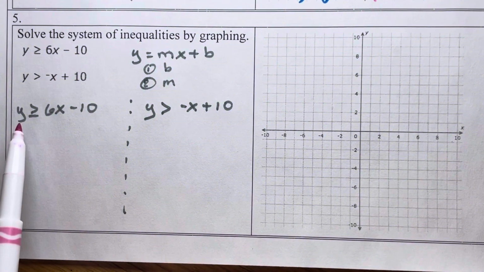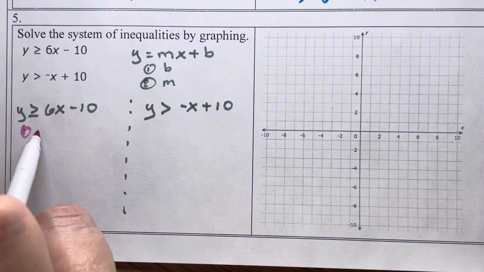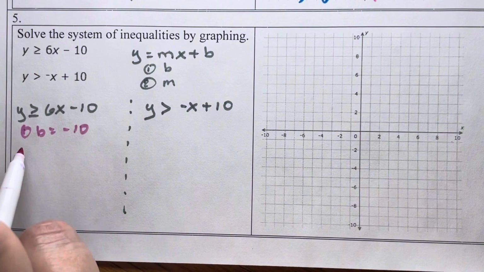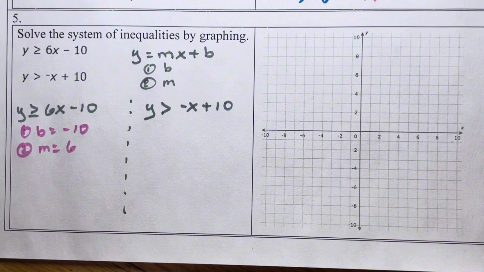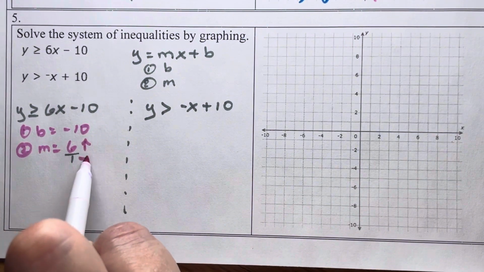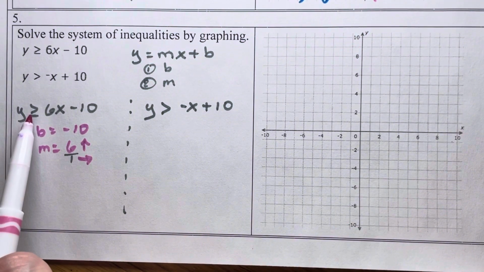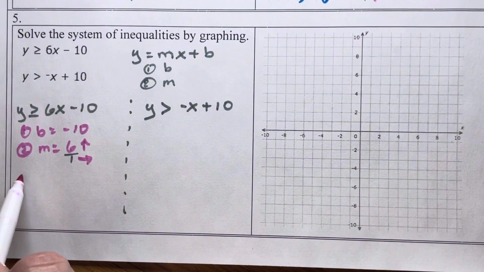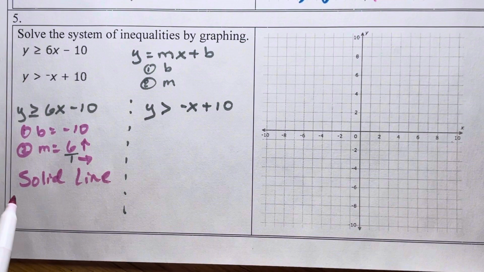Our first inequality of y is greater than or equal to 6x minus 10 tells us that our y-intercept is that of -10, where our slope happens to be of +6. Remembering that we need a rise and a run, and thus a fraction for our slope, we place a 1 under it, and due to the 6 being positive, we know our line will travel up and to the right. Our inequality symbol, greater than or equal to. The or equal to tells us that we are going to have a solid line, and the greater than tells us that we are going to shade above.